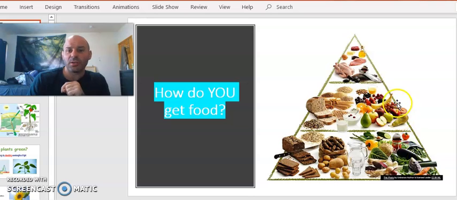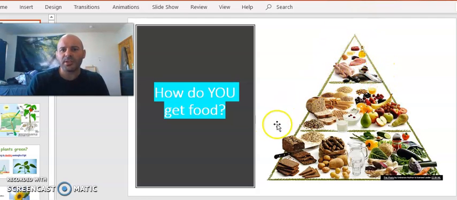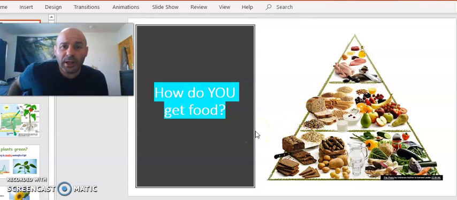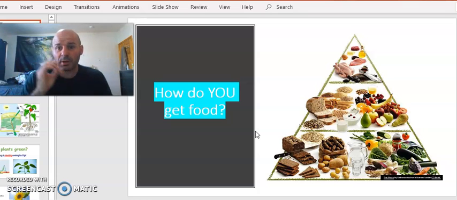If we take a closer look, we can see that we have animals like this chicken and other meat up here at the top, but almost everything else on this food pyramid is either a plant or made from plants. So even this bread is made from this grain that grows on wheat or another plant. So if almost all the food we eat comes from plants, how do plants get their food?